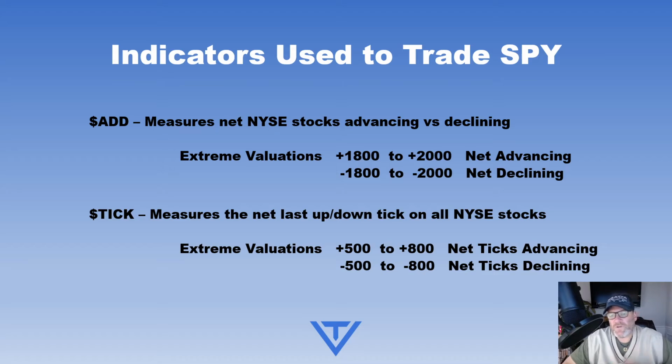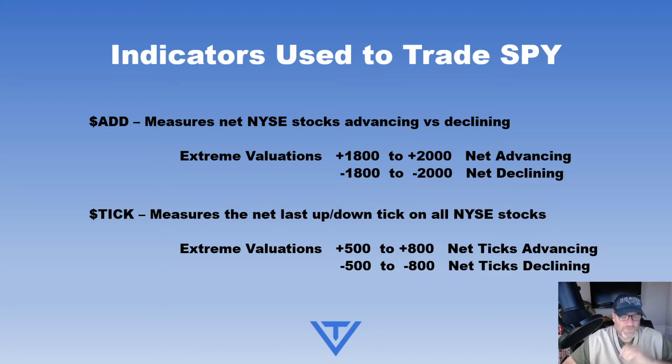Now, the extreme valuations that we look at in the ADD is plus 1,800 to plus 2,000 net advancing, minus 1,800 to minus 2,000 net declining. And, again, looking for those divergences or maybe seeing stocks that are constant in an extreme valuation could indicate a trend day. The other measure that we use is the tick.